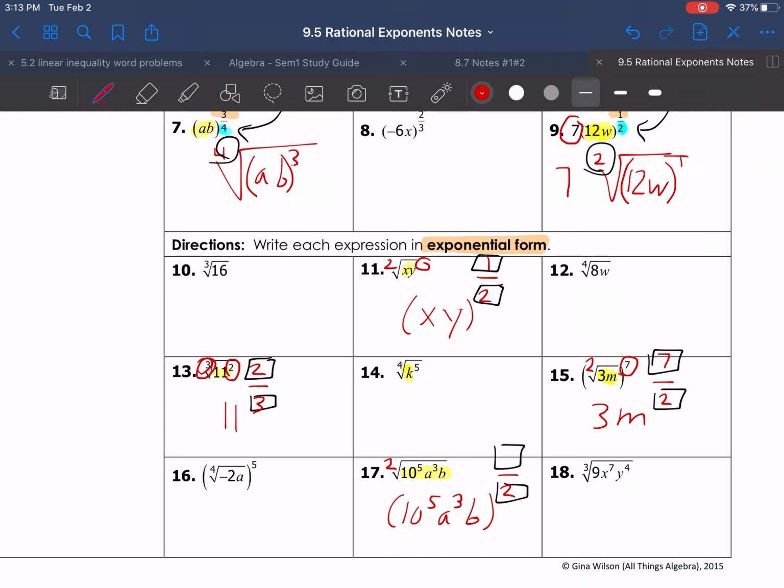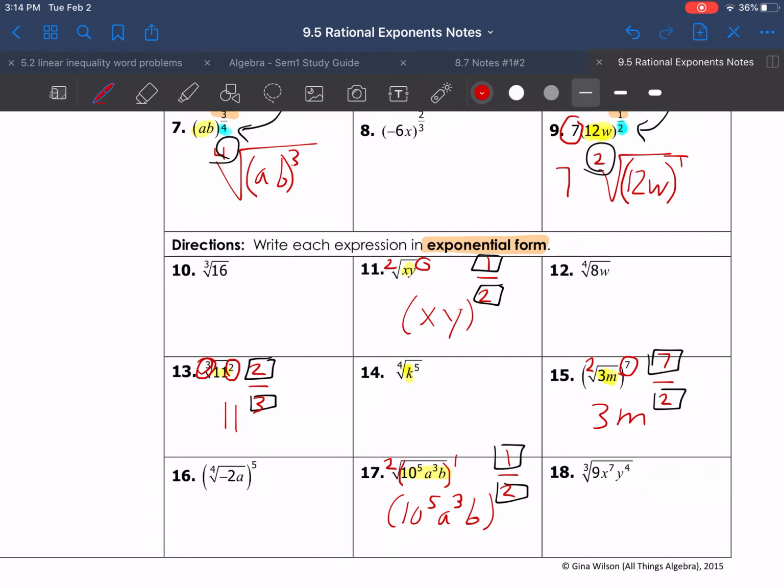For number 17, really, if this was my base wrapped in parentheses, there's just like an invisible 1 up there that I don't quite see, but I would put a 1 up top, right? So again, that's how you would kind of convert one way to the other. You can either take an exponential and write it as a radical, or you can take a radical and write it as an exponential, right?